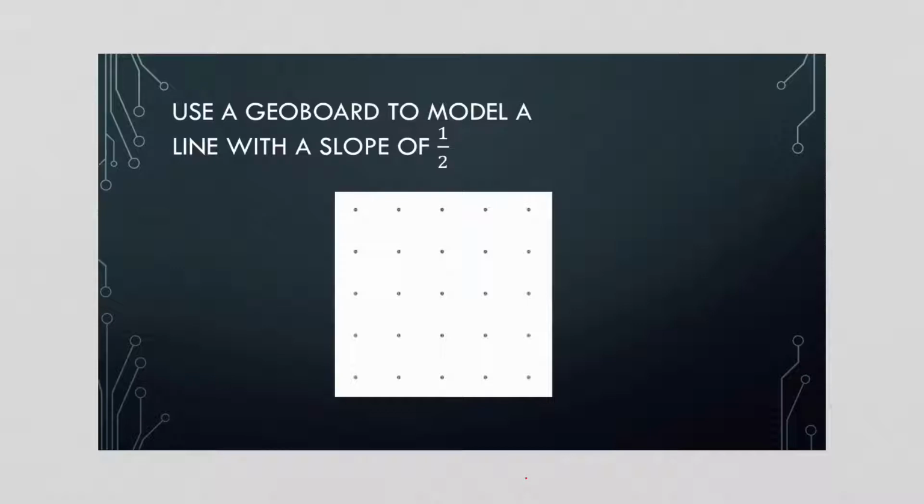Okay, so on this one, we are going to use this GeoBoard to model a line with a slope of 1/2, and you could use graph paper if you wanted to. So that means you get to pick a point on this GeoBoard. It doesn't matter where it is. I'm just going to pick this one right here. And I'm going to model a slope of 1/2. That means from this red dot, I'm going to go up 1 and to the right 2 and put another dot.